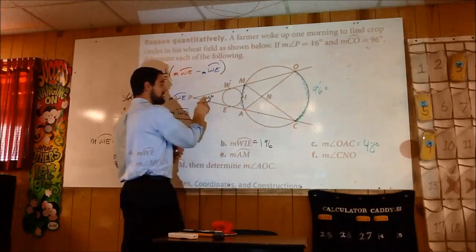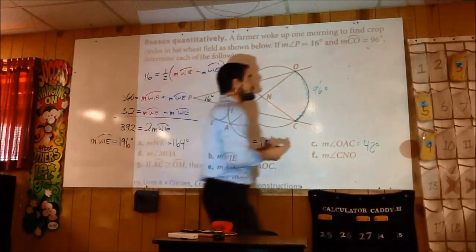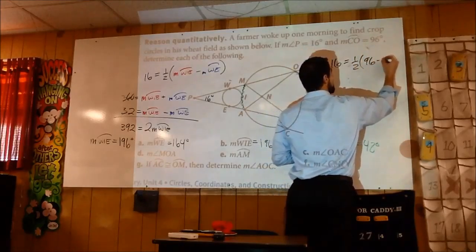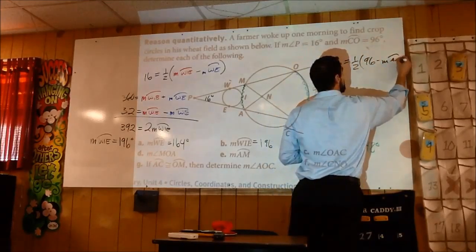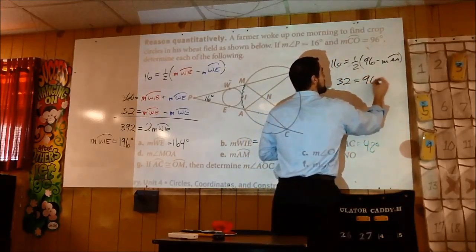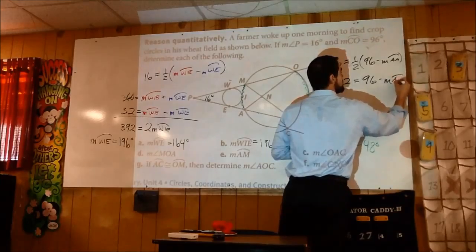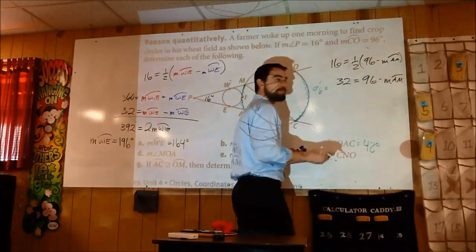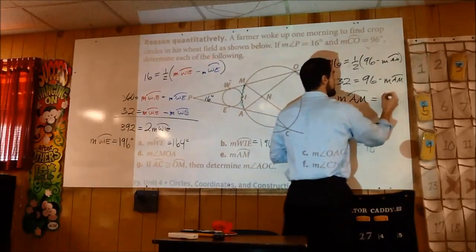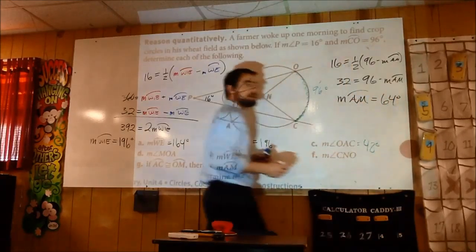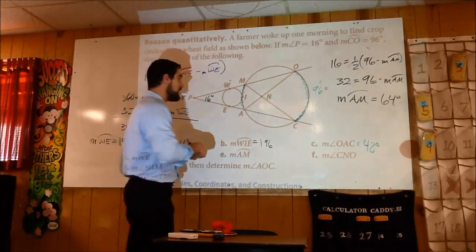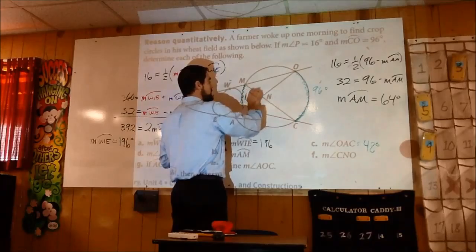1/2 of that difference is going to equal 16. So we got 16 is 1/2 the difference of 96 and the measure of arc AM. So that means 32 is equal to 96 minus the measure of arc AM. When you solve for the measure of arc AM, you're going to get 64 degrees. You just solve and get the 64. That's just basic algebra.